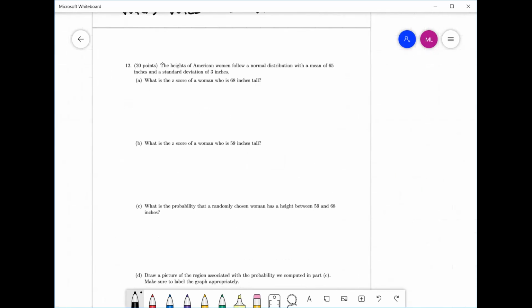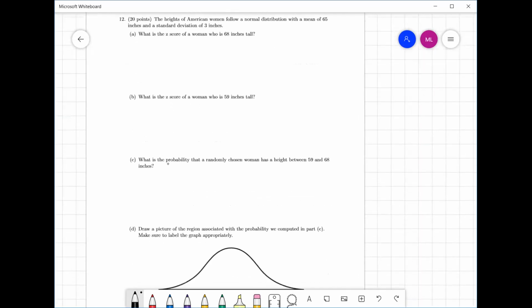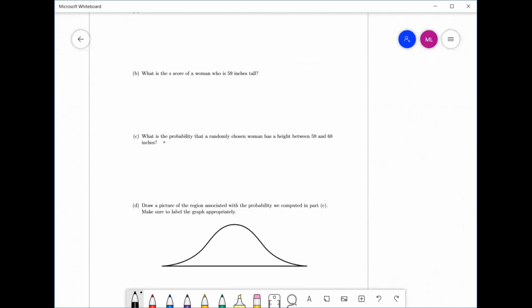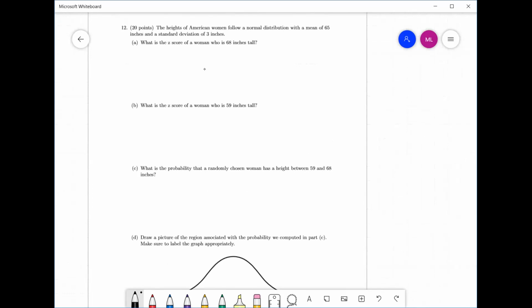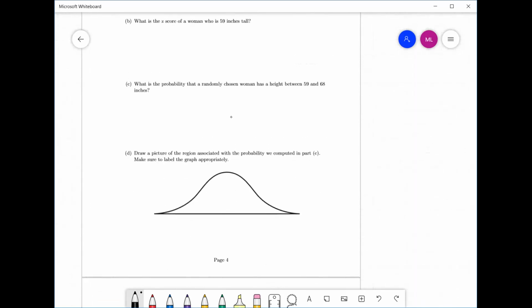It says the heights of American women follow a normal distribution with a mean of 65 inches and a standard deviation of 3 inches. In part A, we want to know what is the z-score of a woman who is 68 inches tall. In part B, we want to know the z-score of a woman who's 59 inches tall. In parts C and D, we want to respectively compute the probability that a woman falls between 59 and 68 inches, so falls between these 2 z-scores. And then down here, we want to draw the picture.